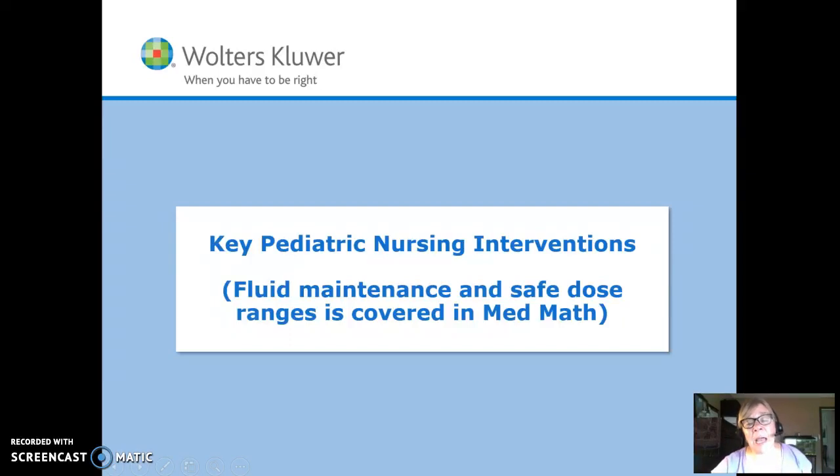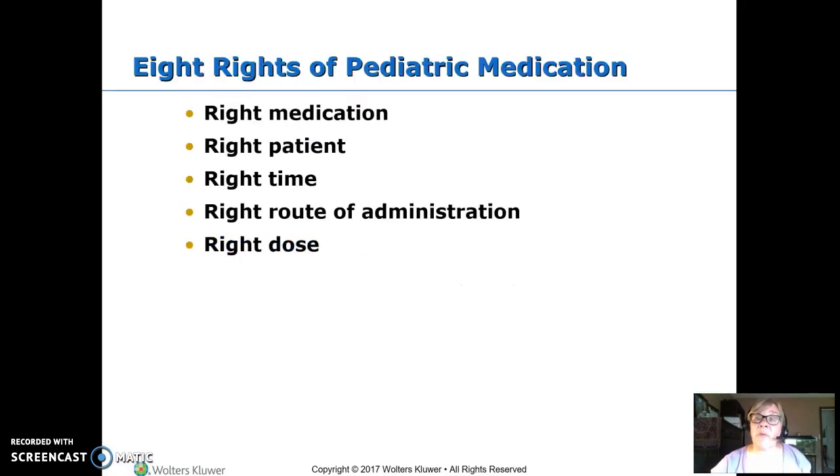These are key pediatric nursing interventions, except for calculating fluid maintenance and safe medication dose ranges. That's in Unit 1 under, it's just called Med Math. So when we give medications to kids, we use those same rights. There's 5 of them that you have to do before administering the med.